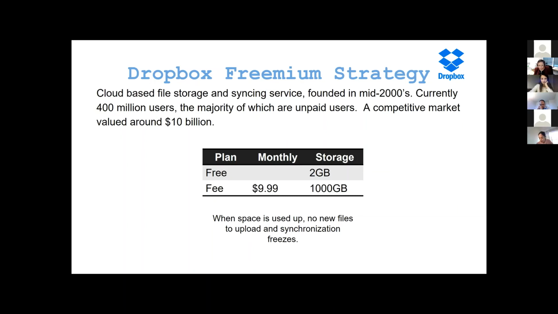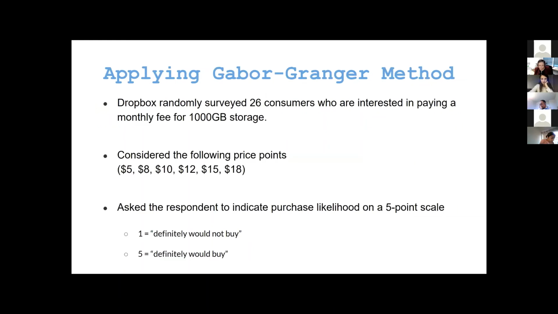With their freemium strategy, Dropbox is free for 2 gigabytes of storage, but there's a $9.99 fee for 1,000 gigabytes. So at the time before they created this product of 1,000 gigabytes, here's an example of how the Borg-Granger method was used. Dropbox randomly surveyed 26 consumers who were interested in paying a monthly fee for 1,000 gigabyte storage.